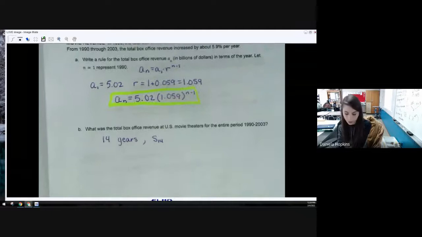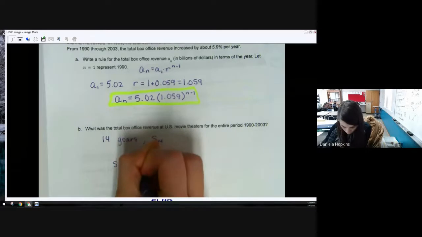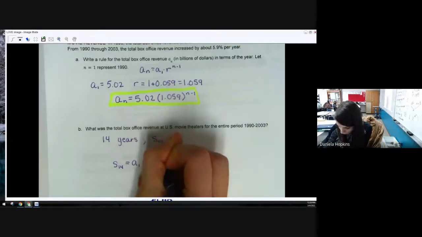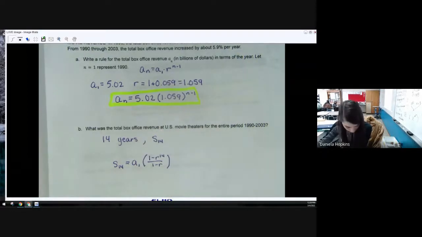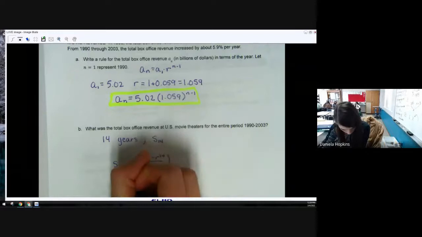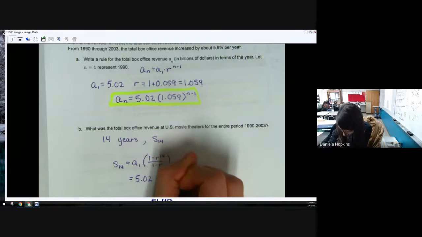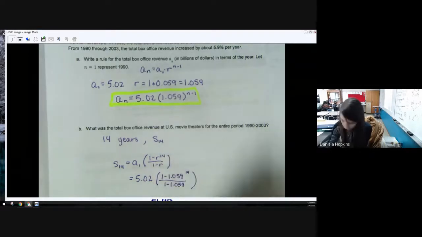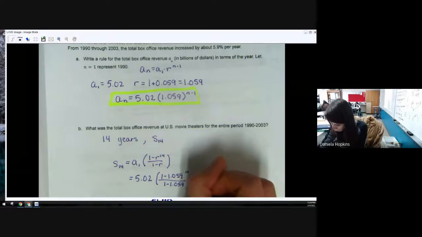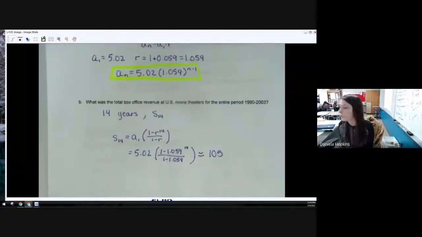Now I'm going to apply that formula that we saw today. My S14 is going to be equal to A1 times 1 minus R to the 14 over 1 minus R. We already have our A1 and our R as well. So this really will be 5.02 times 1 minus 1.059 raised to the 14 over 1 minus 1.059, which I won't make you type into your calculator, but you should get that it's approximately $105 billion that they made over this 14-year period.